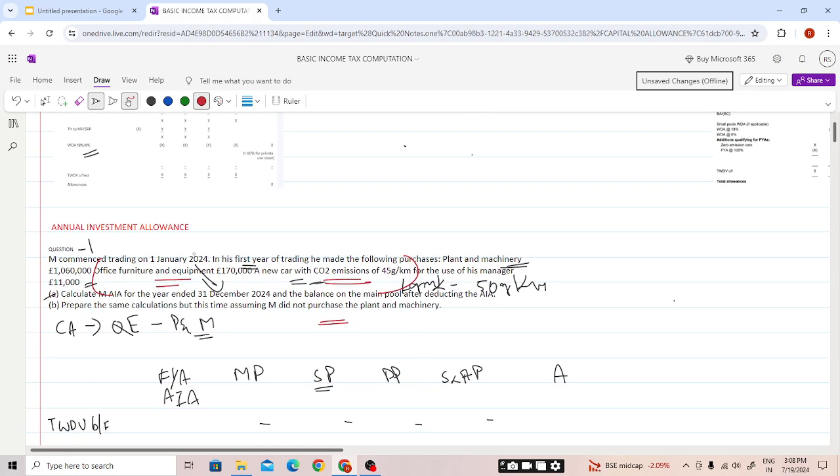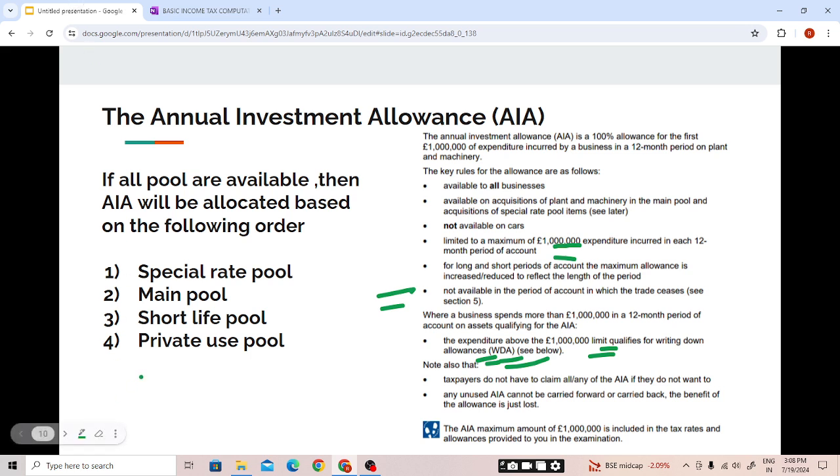Now we have seen the annual investment allowance and we have seen the FIA. Annual investment allowance, the limit is 1 million pound and it is for each 12-month accounting period on plant and machinery, and if the period of account is longer or shorter we need to adjust the 1 million pound. If it is shorter, the 1 million pound will reduce. If it is longer period of accounts, the 1 million pound will increase.